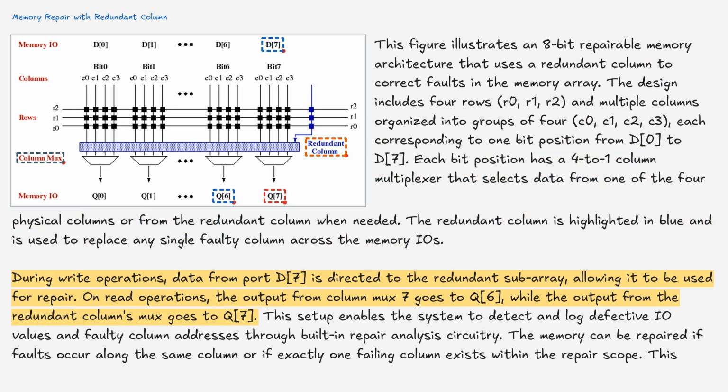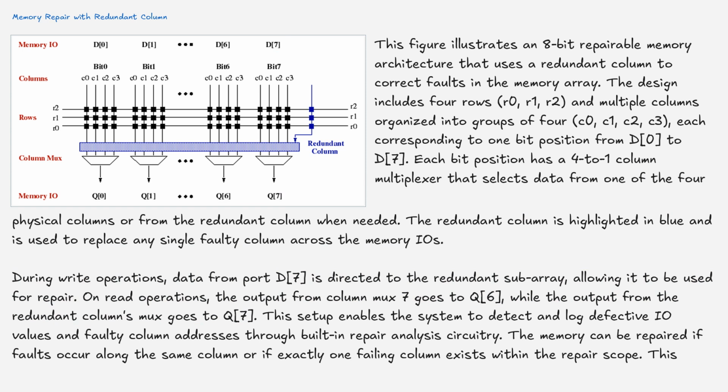During write operations, data from port data 7 is directed to the redundant subarray, allowing it to be used for repair. On read operations, the output from column mux 7 goes to Q output 6, while the output from the redundant column mux goes to Q output 7. This setup enables the system to detect and log defective I/O values and faulty column addresses through built-in repair analysis circuitry.